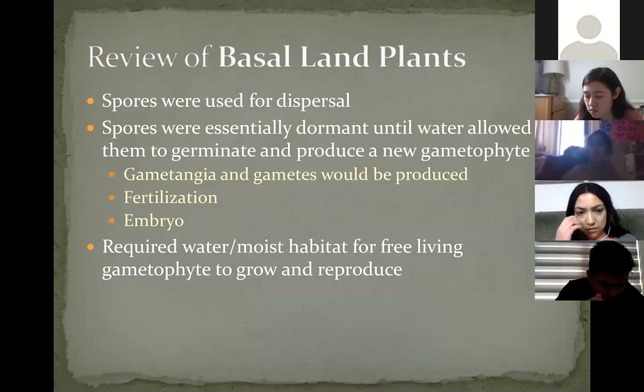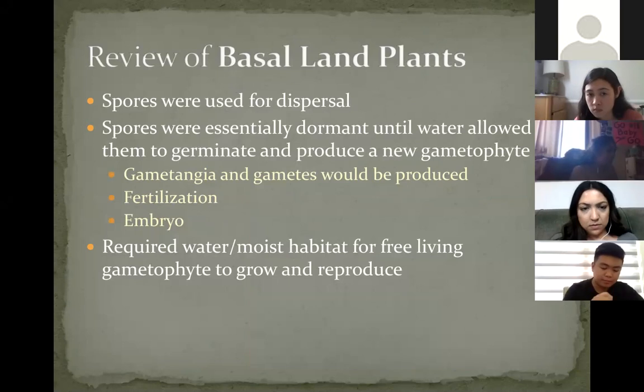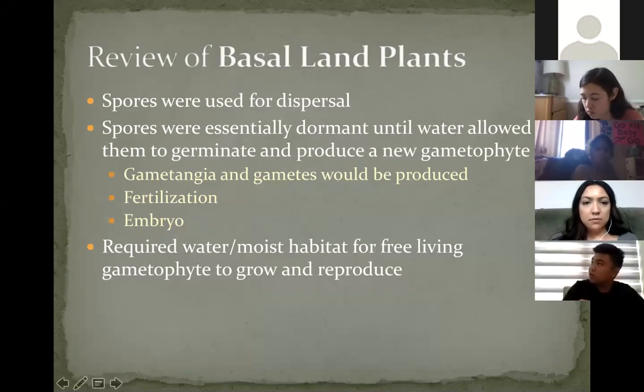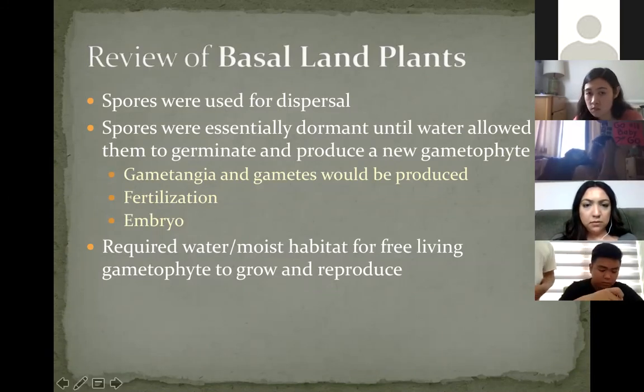So with these guys, they utilized their spores for dispersal. So with spores, they were basically dormant until water allowed them to germinate and produce a brand new gametophyte. So that spore had to be in some kind of really moist and wet environment in order for that life cycle to complete and essentially finish.